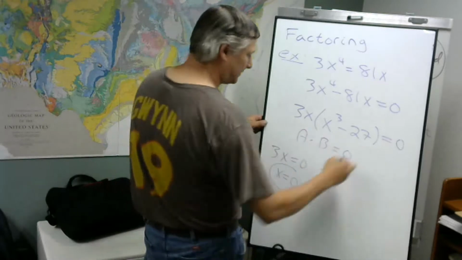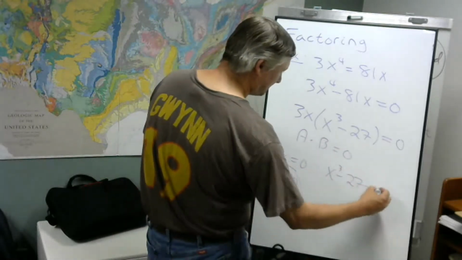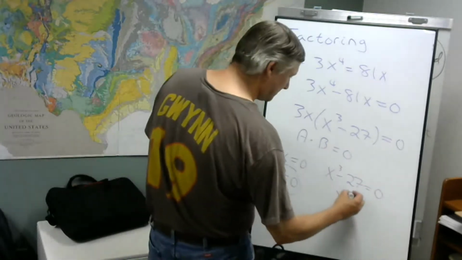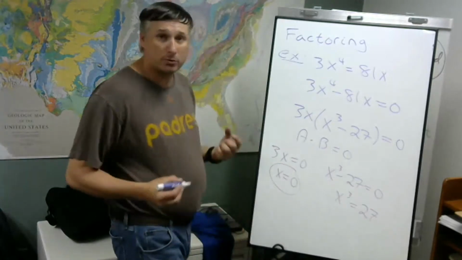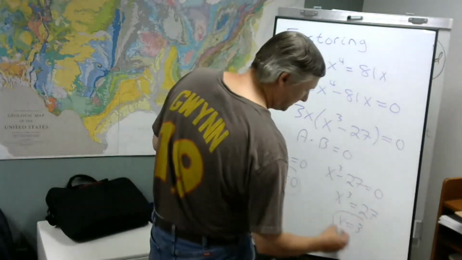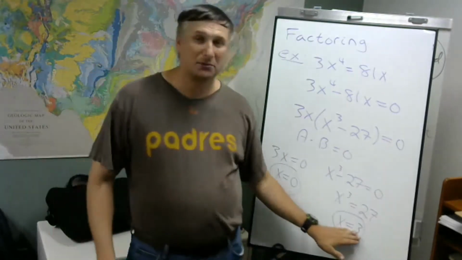Now let's take a look at this. Add 27 to both sides. Cube root both sides. We'll get x is 3. Now you might be wondering, why isn't it plus or minus 3?